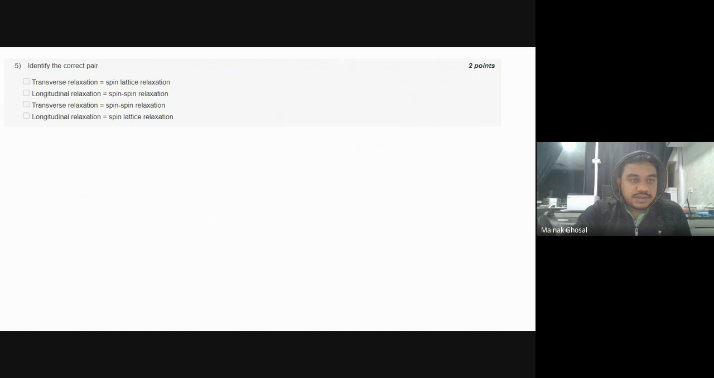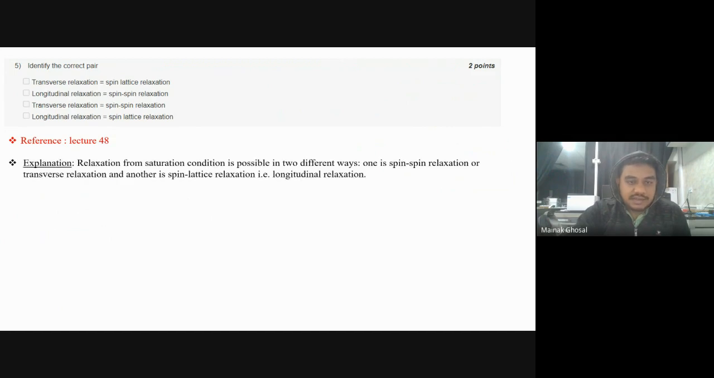Now I'm moving to the next question. Identify the correct pair. This is a statement based question. You can also find it in lecture number 48 that relaxation from the saturation condition is possible in two different ways. So whenever the saturation condition arises, there are two different ways you can relax from it.